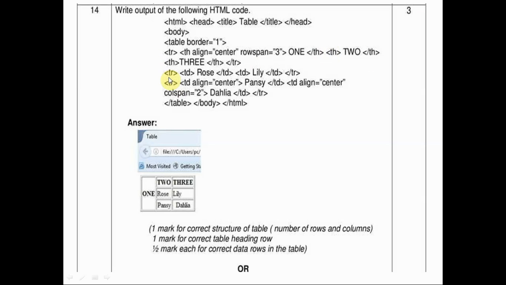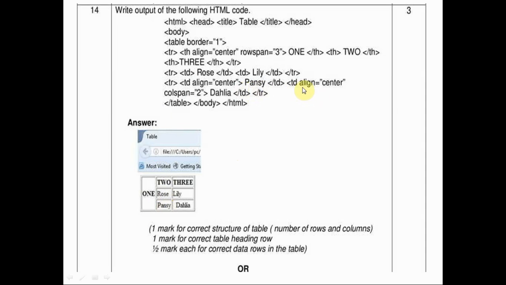Now again a table row tag starts. In the table row tag we have table data rows, table data close, table data lily, table data close, and table row close. So we can see in the answer that in the second row, rows is written and lily is written. Next, again a table row starts. This is for the third row. Table data align center, so that table data will be at center, and in the table data it is written fancy. See here, fancy is written in the third row.